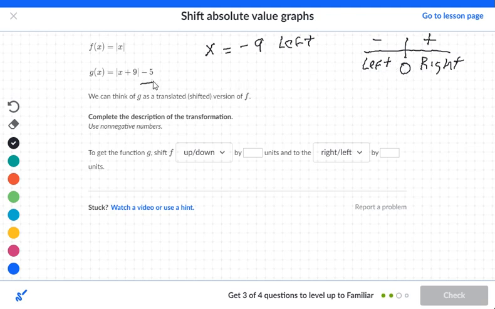Now as for the -5 here, we just accept what we see. There's no absolute value sign, so you keep this as y is equal to a -5. Now anytime the number is negative, that means this is down. Of course, if the number here was positive for the x, it would go right. If the number was positive for the y, it would go up. But in this case here, we have a -9 and a -5. So it says to get the function, we shift up or down. Well, we're going to shift down.